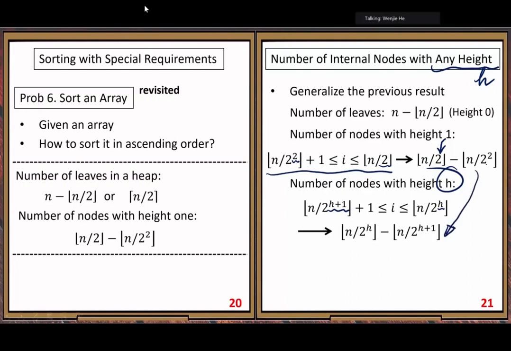Generalize that counting formula. Height number h plus 1. Subtraction between these two floor function expressions. Okay. If you like, we can verify it. We can use mathematical induction to verify it. You can treat this as a guess.